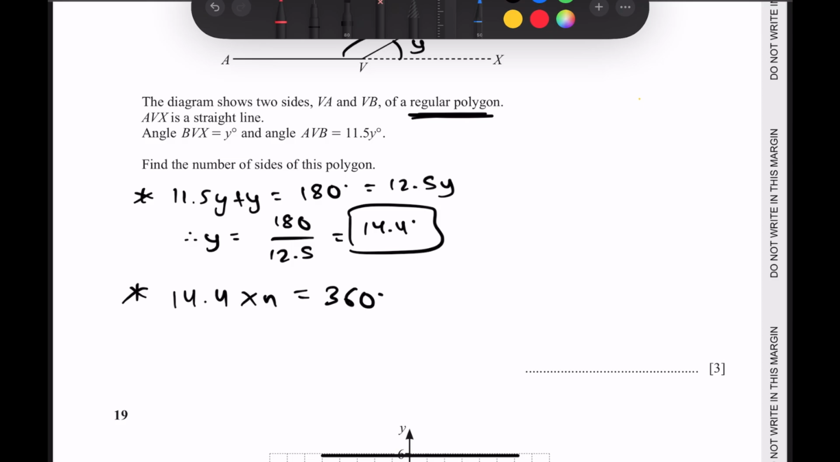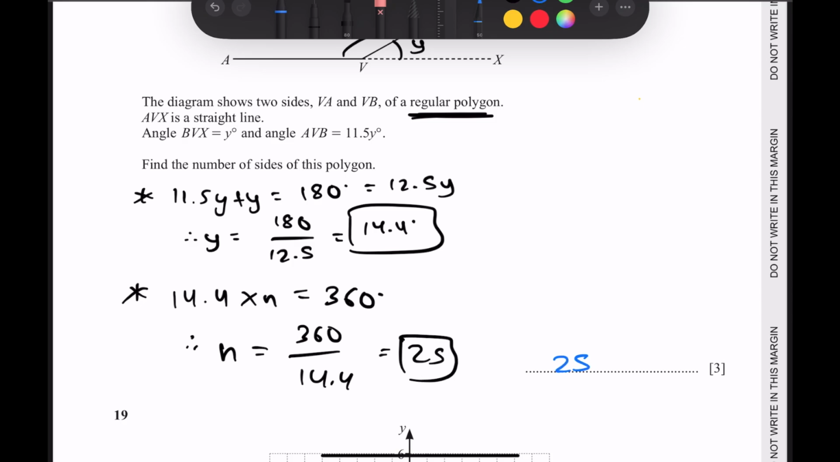For example, in a pentagon, if you have 5 exterior angles and the length of one is equal to 72 degrees, this means that the sum of all the exterior angles is equal to 72, which is the angle of one exterior angle, times 5, which is the number of sides, and also equal to the number of exterior angles. This would be equal to 360 degrees. Therefore, n, which is the number of sides, is equal to 360 degrees divided by 14.4, and this is equal to 25.